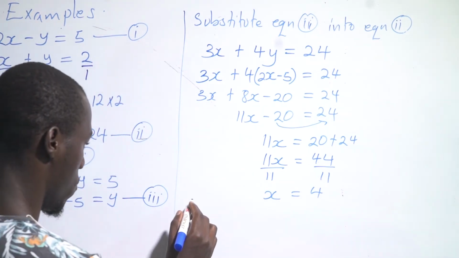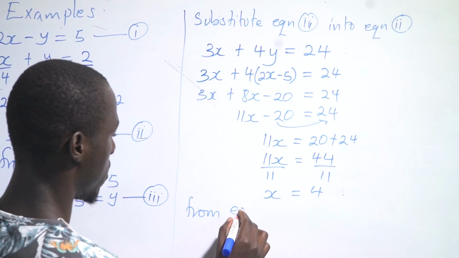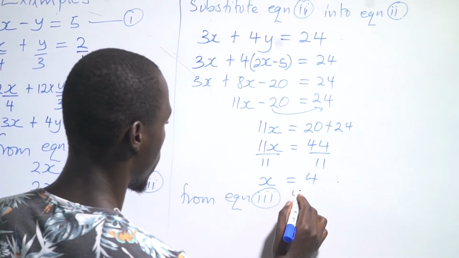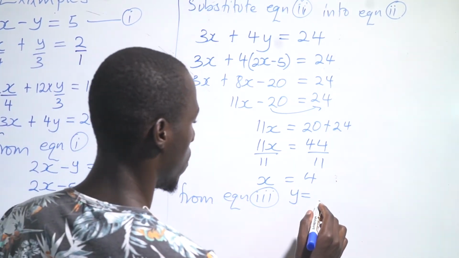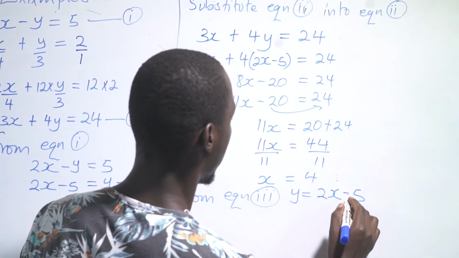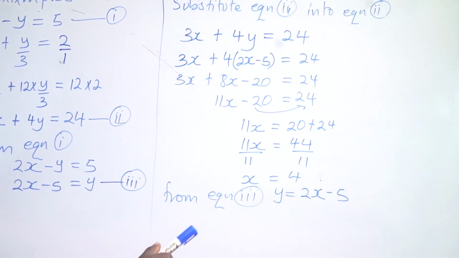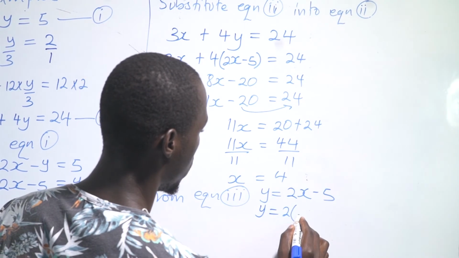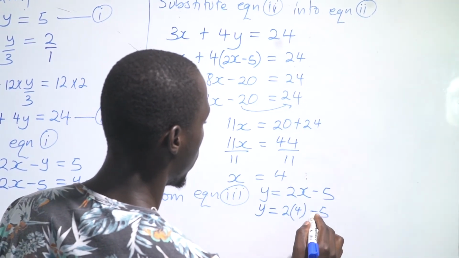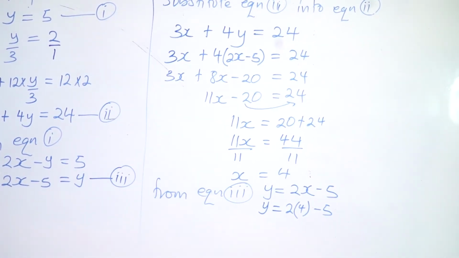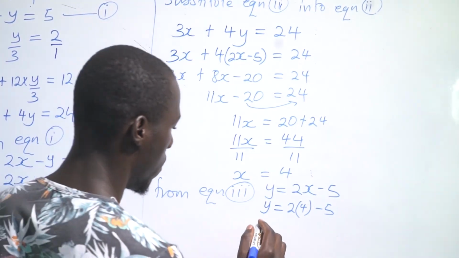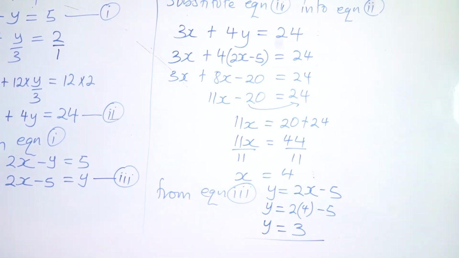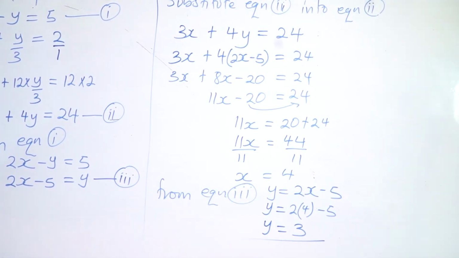Then the corresponding y value, that is from our third equation, y is equivalent to the 2x minus 5. So I put the 4 there. That is y is equivalent to 2 times 4. So 2 times 4 is the 8 minus 5, which is the 3. Therefore, the x value is 4 and the y value is a 3.